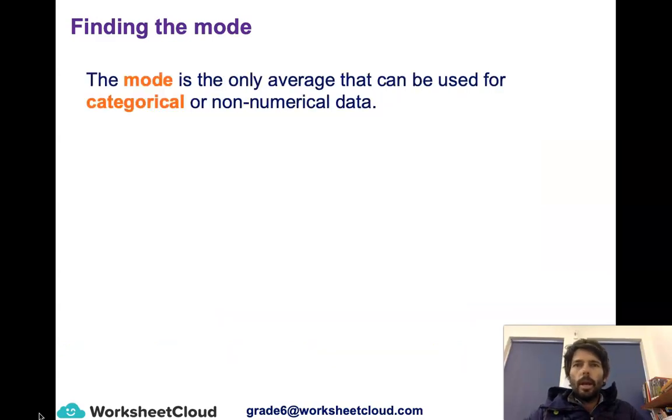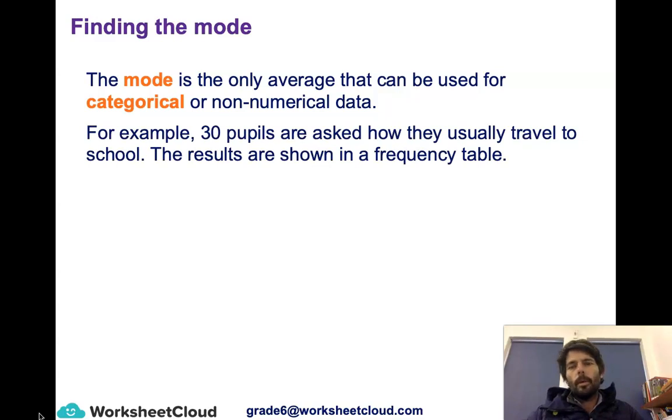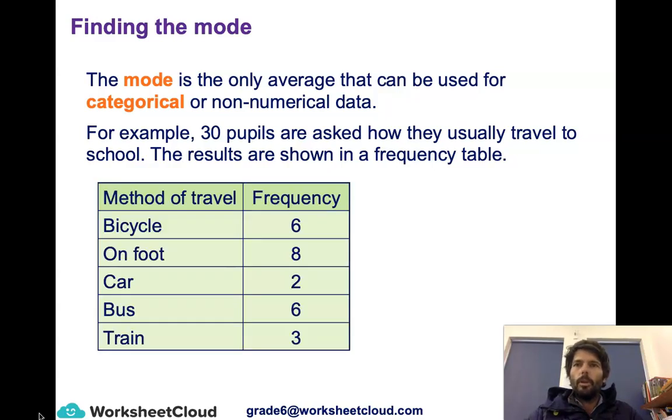The mode is the only average that can be used for categorical or non-numerical data. Okay, and what do we mean by that? Well, if, for example, 30 pupils are asked how they usually travel to school, the results can be shown as follows. So that's categorical or non-numerical data because we are looking at the method of travel. Bicycle, on foot, car, bus, or train is non-numerical.